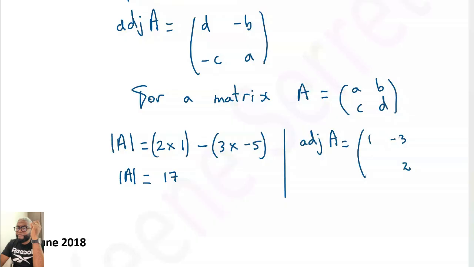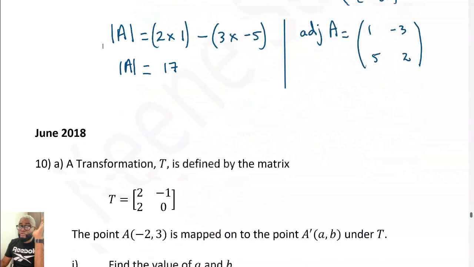Here will be positive 5. B is negative 3 and C would be positive 5. Right, this is the adjoint. Anybody make it so far? We have the adjoint of A. We have the determinant, we have the adjoint. Everybody good here? Right, scroll back.